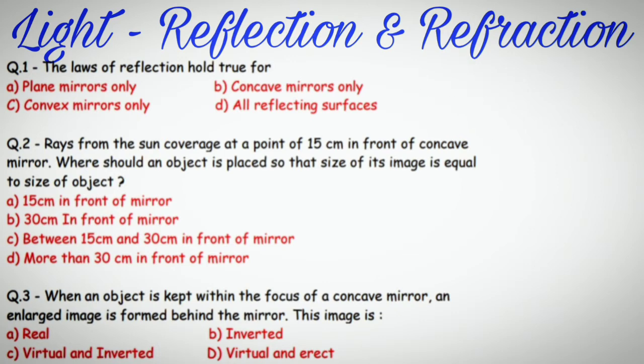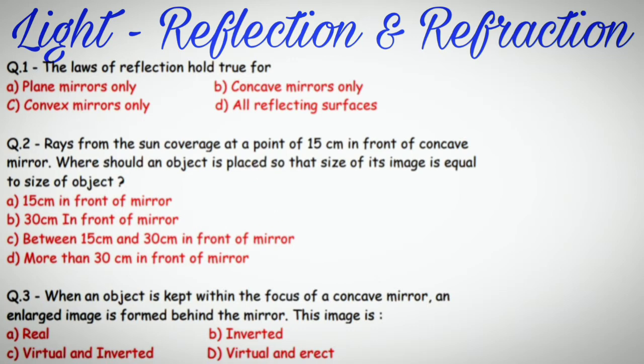Next question comes here. Rays from the sun converge at a point 15 centimeter in front of a concave mirror. Where should an object be placed so that the size of its image is equal to the size of the object? Option A 15 centimeter in front of mirror, option B 13 centimeter in front of mirror, option C between 15 centimeter and 30 centimeter in front of mirror, option D more than 30 centimeter in front of mirror, and the correct answer is 30 centimeter in front of mirror.